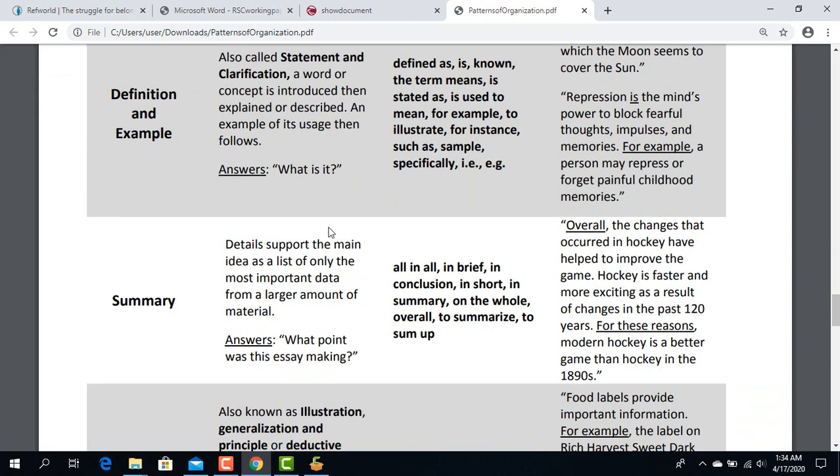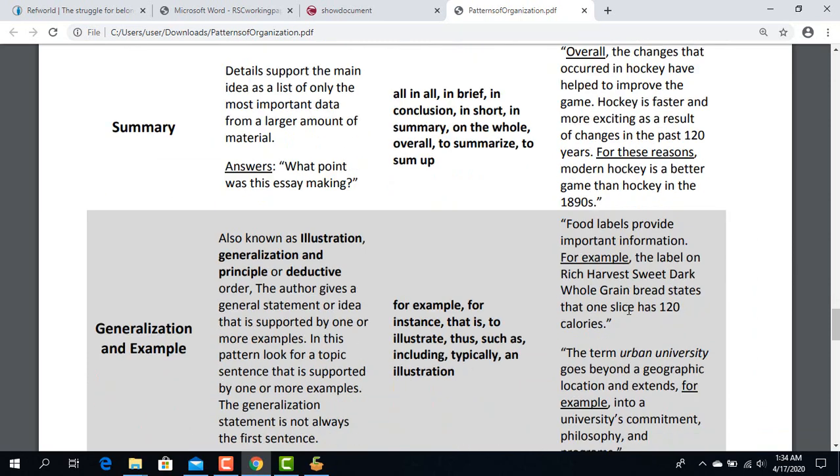Summary. Usually it's used in conclusions when you sum up and wrap up everything. When you wrap up all of the details, you use: all in all, in brief, in conclusion, in short, in summary, on the whole, overall, to summarize, to sum up. Example: overall, the changes that occurred in hockey have helped to improve the game, etc. So overall, this is conclusion.